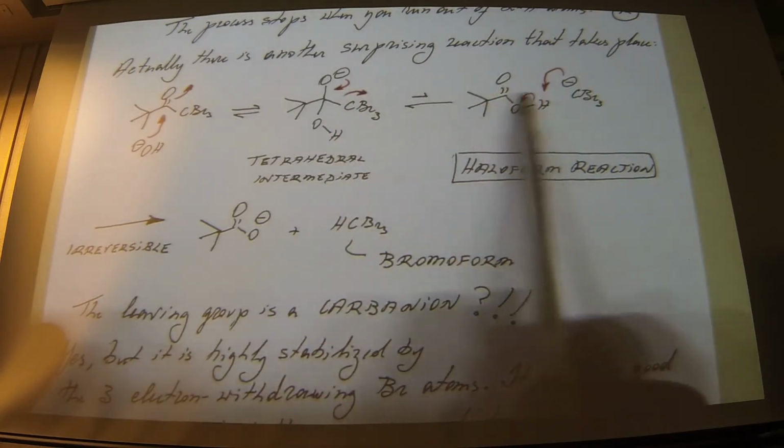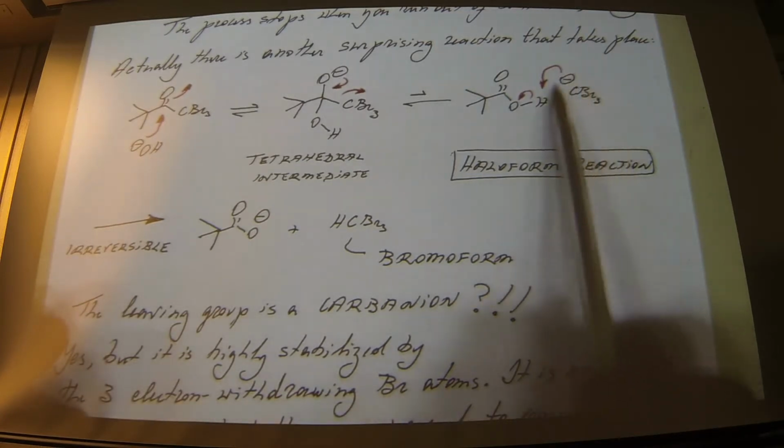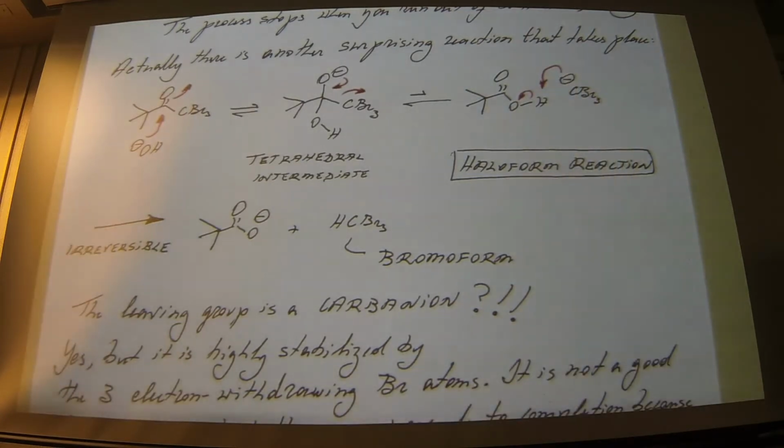It forms this tetrahedral intermediate. When this tetrahedral intermediate collapses, according to what I've shown with the red arrows, look at what you get. You get a carboxylic acid, and you get CBr3 minus. Now, the first time you see that, you say, boy, this looks really screwy. Why? Is this a leaving group? I mean, usually it's a carbanion, for Pete's sake.